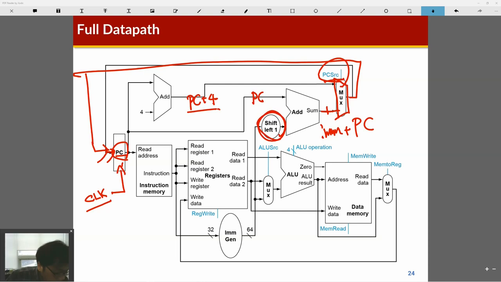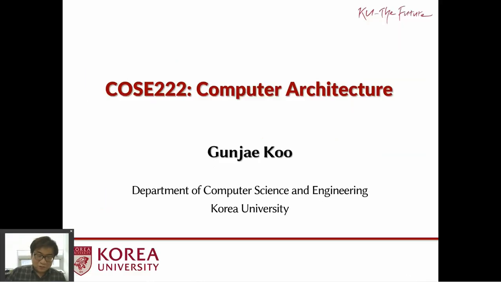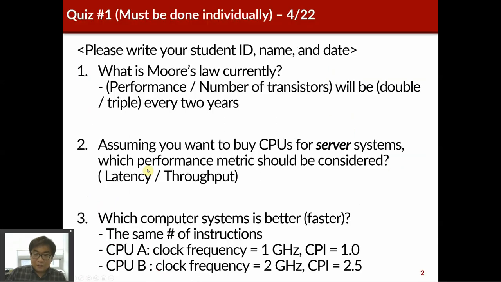So I prepared the pop quiz for you, students. This is the pop quiz for today's class. There are three simple problems, and these problems are related to chapter one. These are very simple questions about Moore's law and the performance of the computer system.